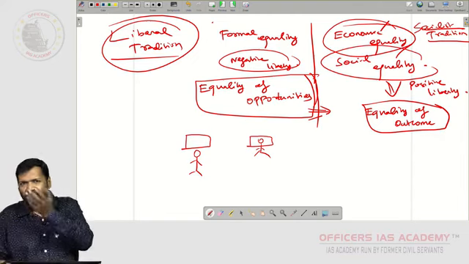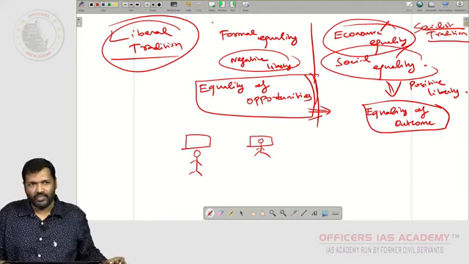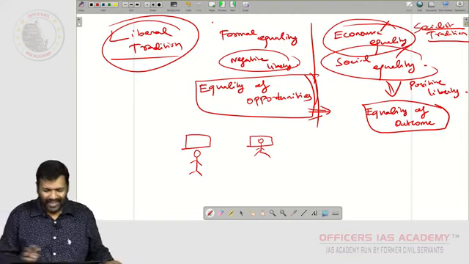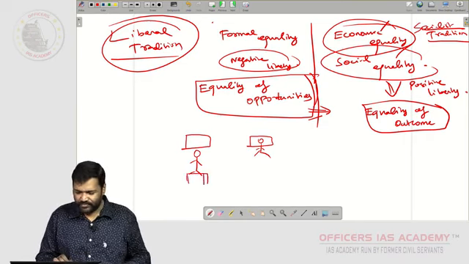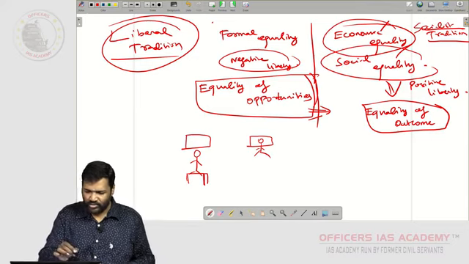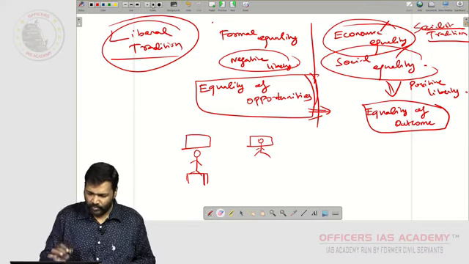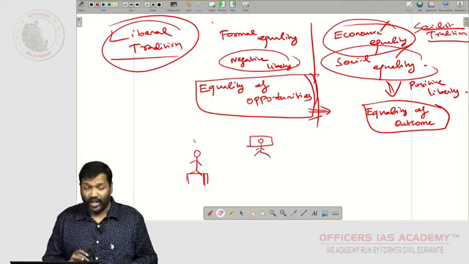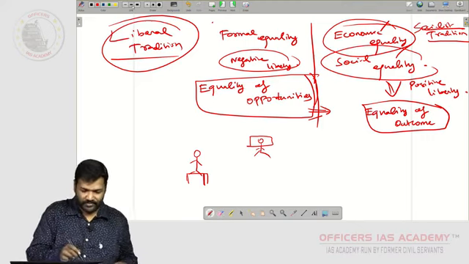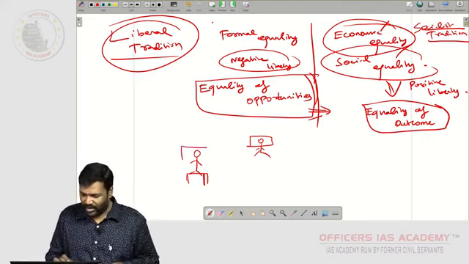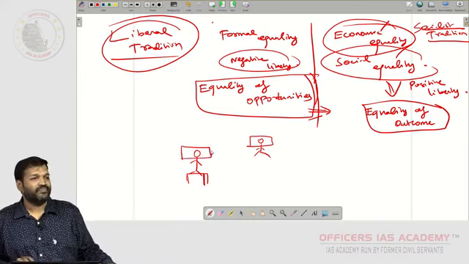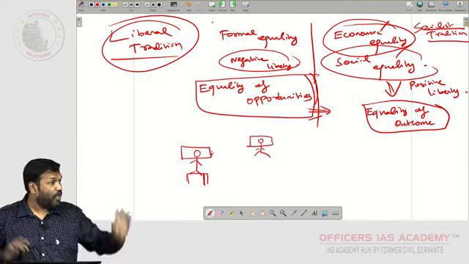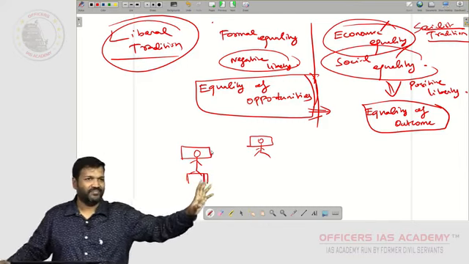But the concept of equality of outcome says, since the first child is very small, it needs a stool. Put a stool, so that you bring the child up, so that this child also sees the outside world. You understood? So the outcomes would be the same.